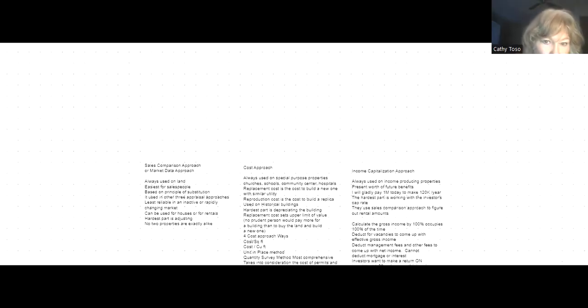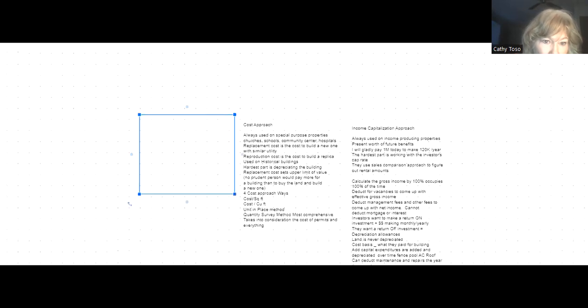are available. So those are 2 things I missed. It can be used on all properties for the market data. Let's add that in there. It's always used on land, easiest for salespeople to use, can be used on any property with enough comps.